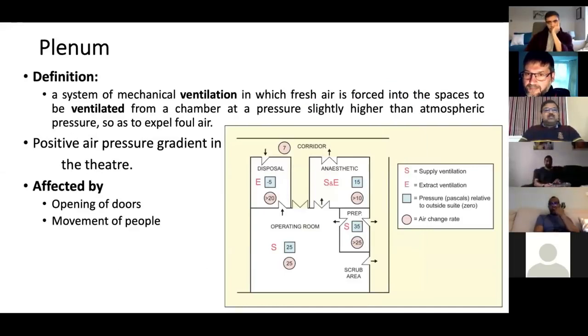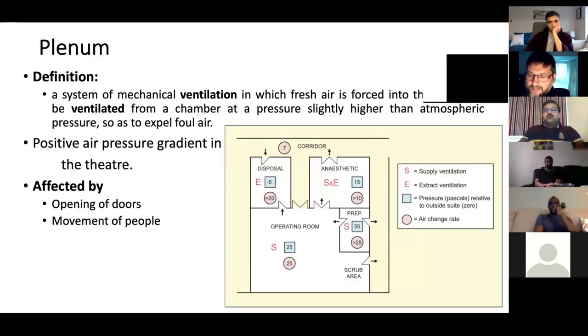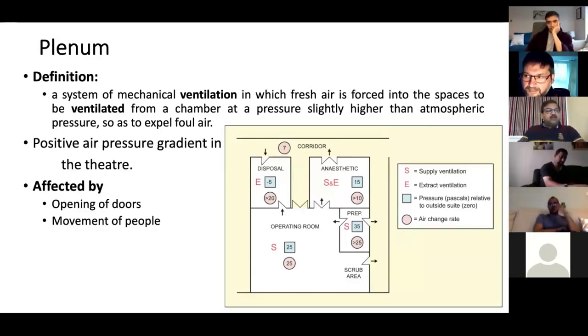Now, the concept here is plenum. What do we mean by plenum circulation or plenum ventilation? It is a system of mechanical ventilation in which fresh air is forced into the spaces to be ventilated from a chamber at a pressure slightly higher than the atmospheric pressure. So essentially what it means is you have an area of high pressure, which is your operating room, and all the adjoining areas are at a slightly lower pressure. So the flow of the air is unidirectional from the operating theater to the areas outside.